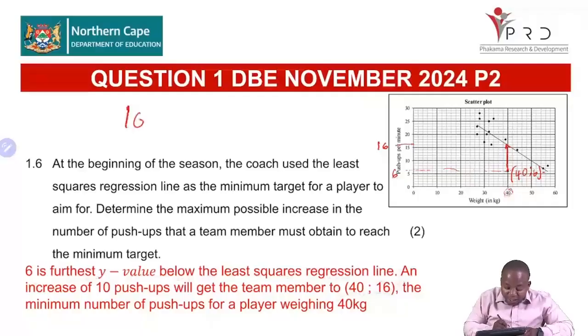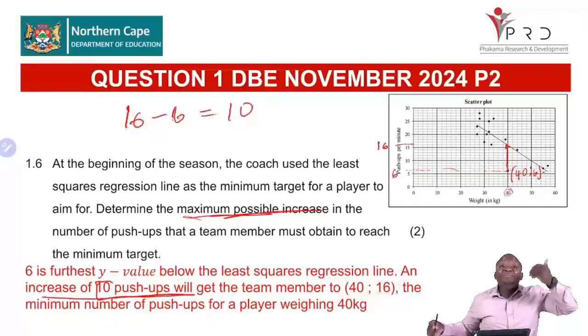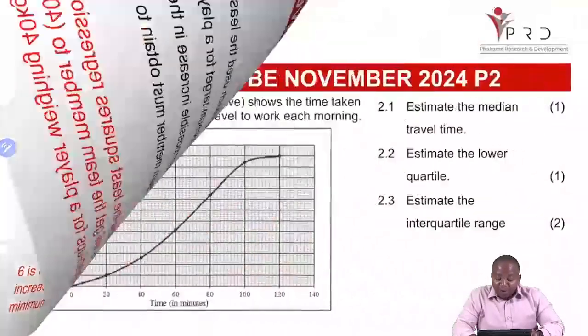So we are going to say 16 minus 6. So the maximum possible increase, so the one that is going to have the highest increase, is going to be 16 minus 6, which is 10. So there must be 10 more push-ups. So the maximum increase is going to be 10, so that we can meet the minimum number of push-ups according to the regression line target set by our coach. Right. So let's proceed to 12. I hope that makes sense.